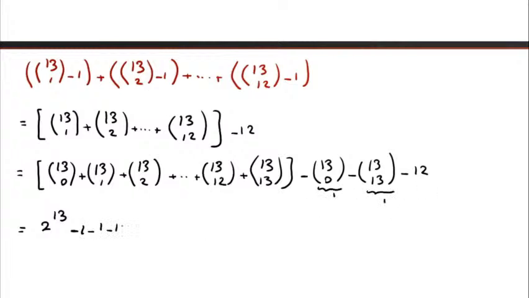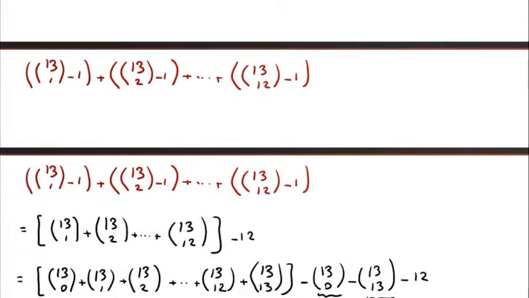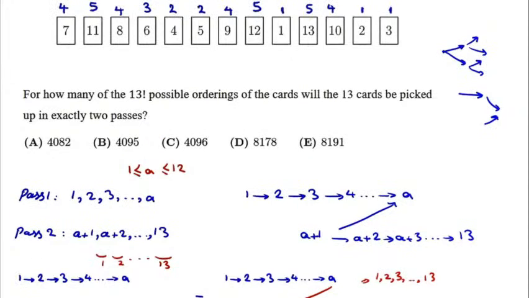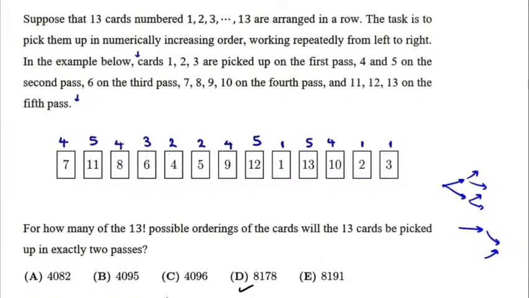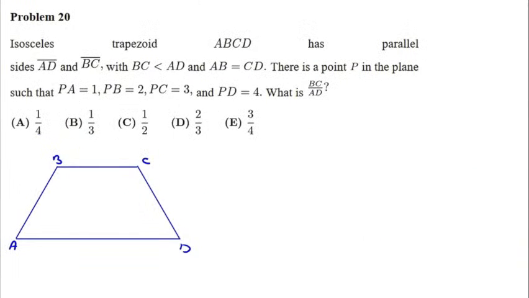Minus 1, minus 1, minus 12. 2 to the 13 is 8192. You should memorize powers of 2 up to 2 to the 16. Minus 14. It will be 8178. So we found the answer of this problem. 8178. The answer is D. AMC 12A 2022, problem number 20.